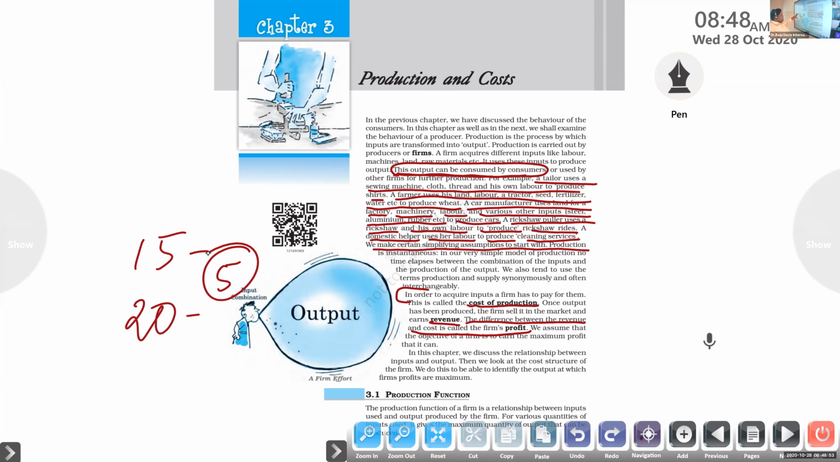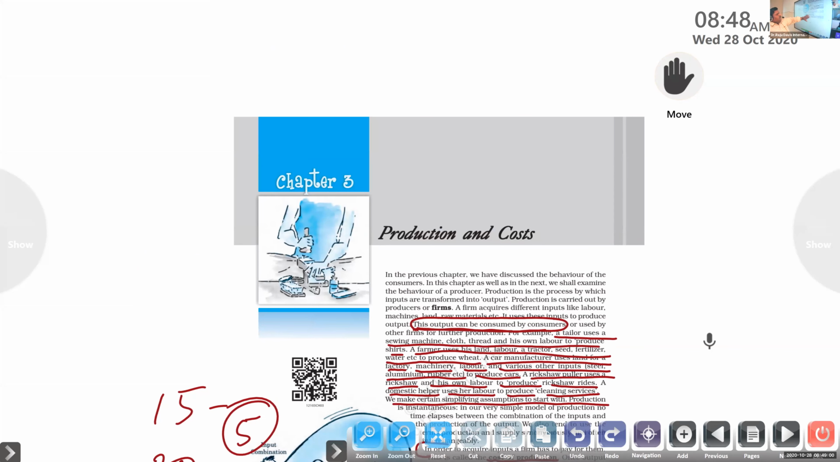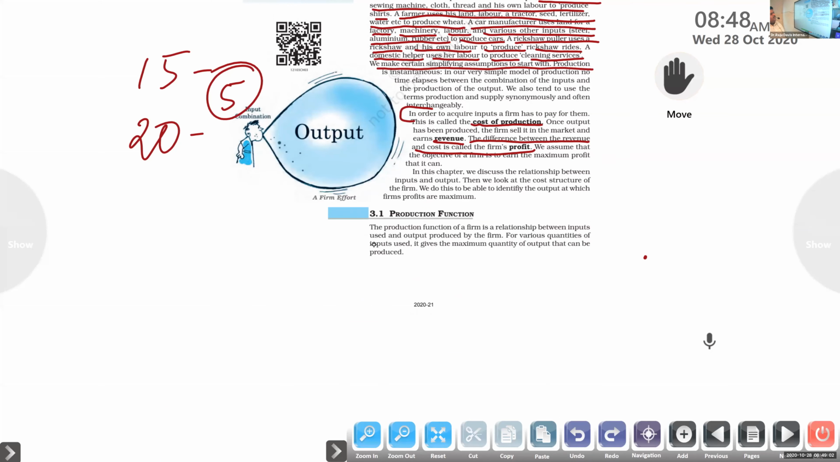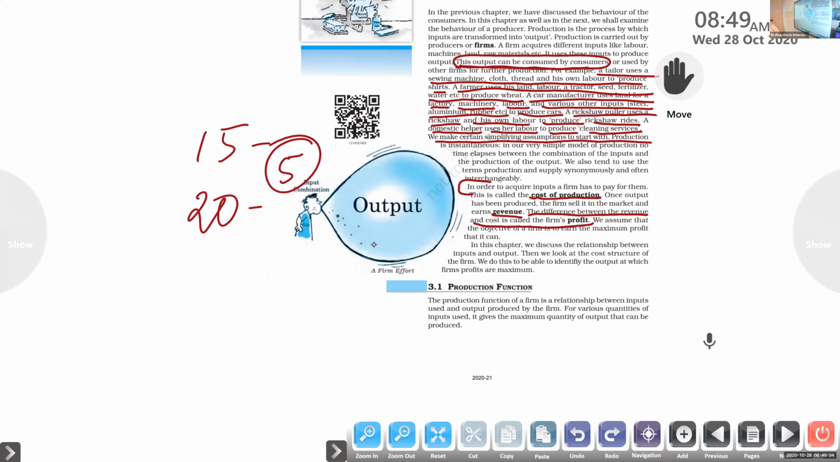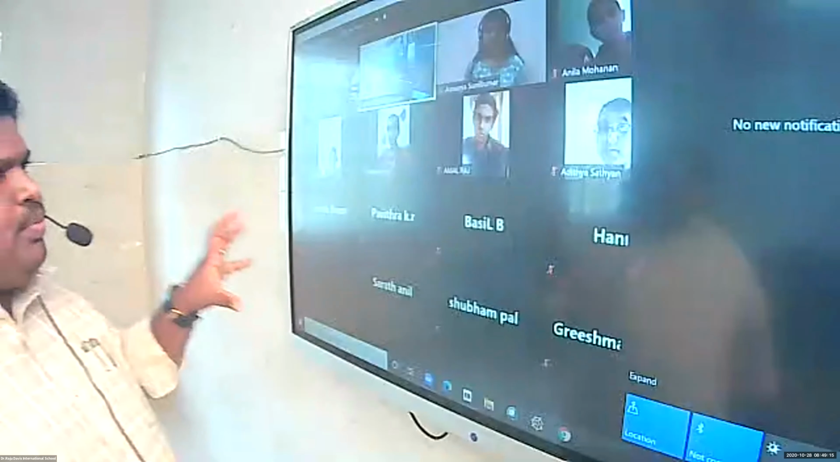Okay, the cost of production is 15 rupees. They sold that in the market for 20 rupees. So 20 minus 15, 5. That is the profit for the producer. Just keep that in your mind. Next, we are directly going to the production function. So just keep that in your mind. Now you know what the factors of production are, right?